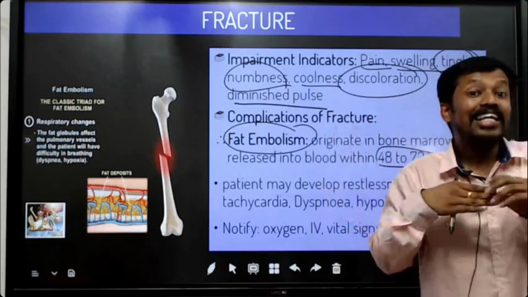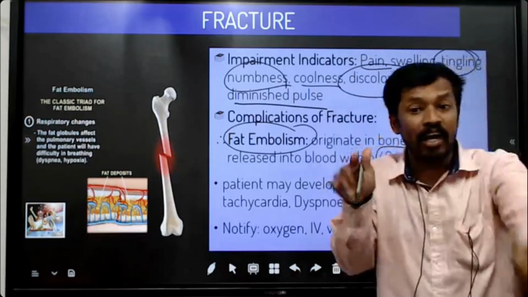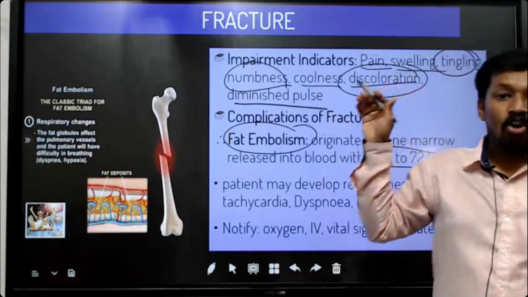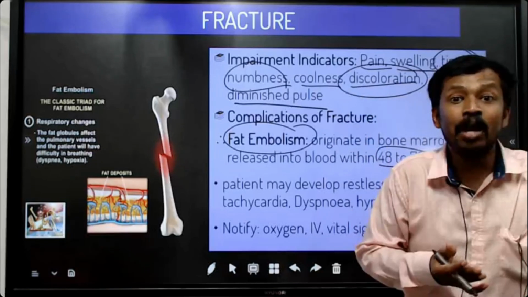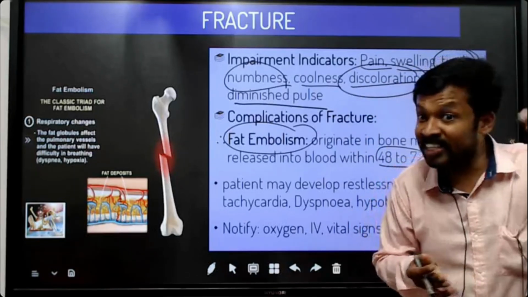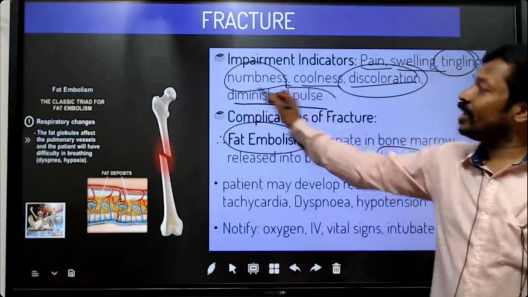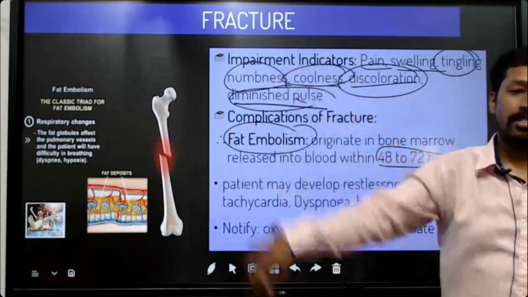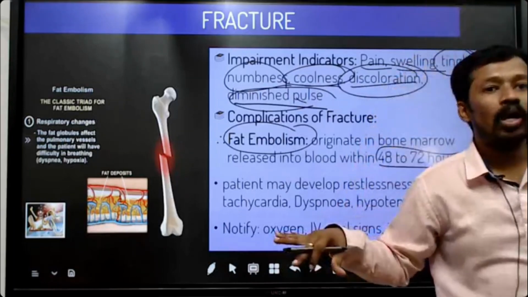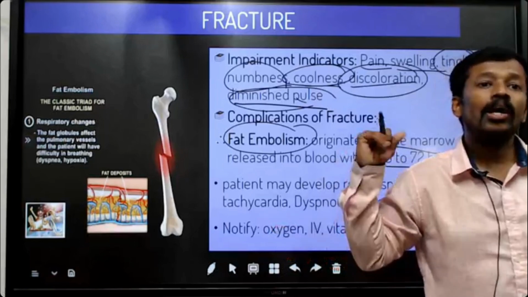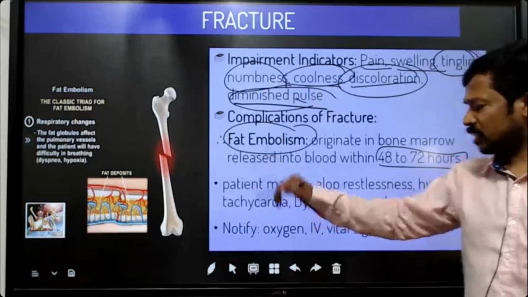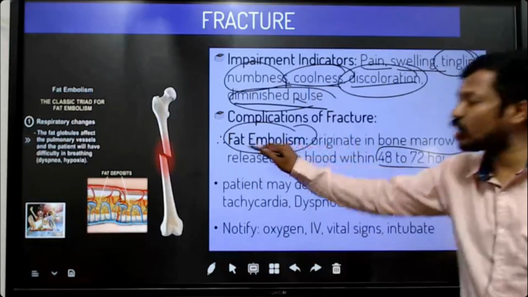Peripherally, the blood supply decreases, so there is discoloration. First it becomes pale, then bluish. Then diminished pulse and coolness. If there is no blood supply, it will be cool. Got it? Fine. Then what are the other symptoms associated with fat embolism?